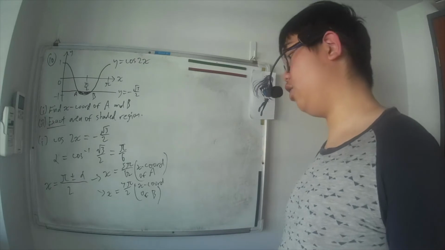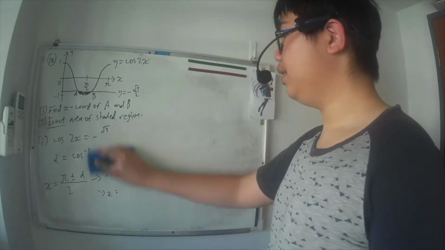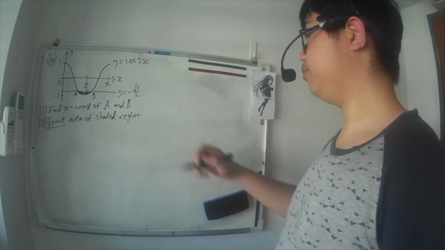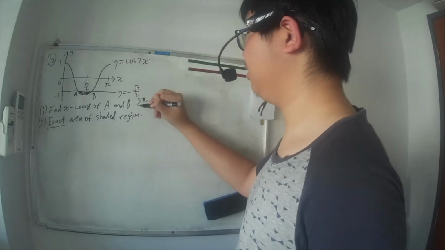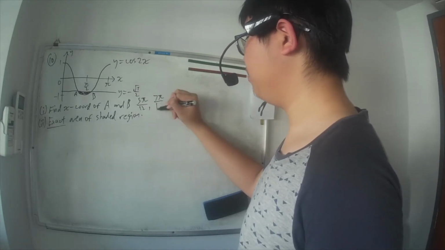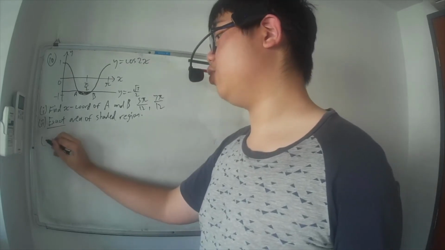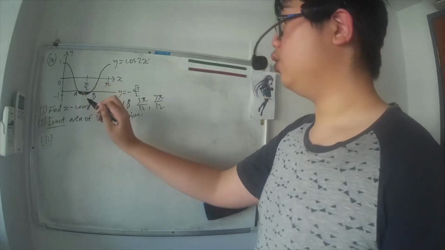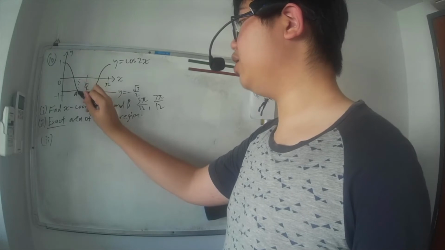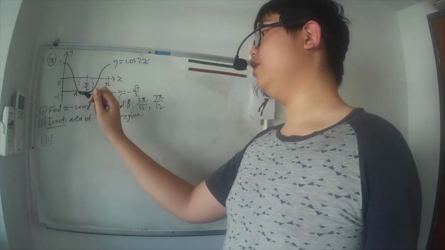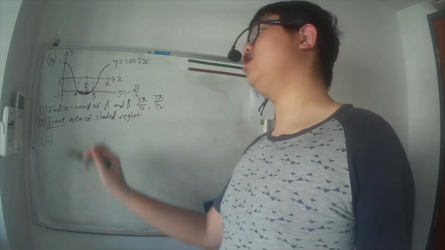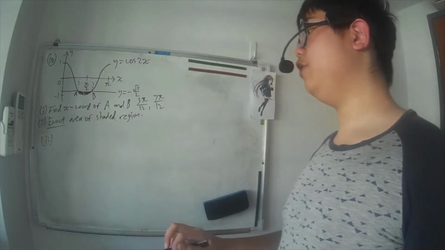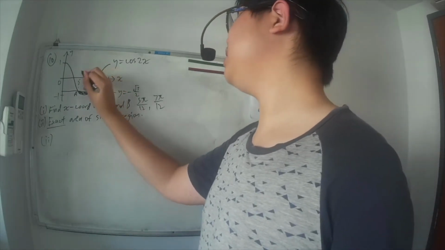So just take note of this 5 pi over 12 and 7 pi over 12. Then we need to find the exact area of the shaded region, but I don't have space, so let's get rid of this. I'm just going to write it down here so that we have reference later on. Okay, so find the exact area of the shaded region. So let's think about it. There's a rectangle here. We need to find the area bounded under the curve, and then we need to subtract this rectangle. So this is the point 5 pi over 12, 7 pi over 12. So let me just put down points C and D here.